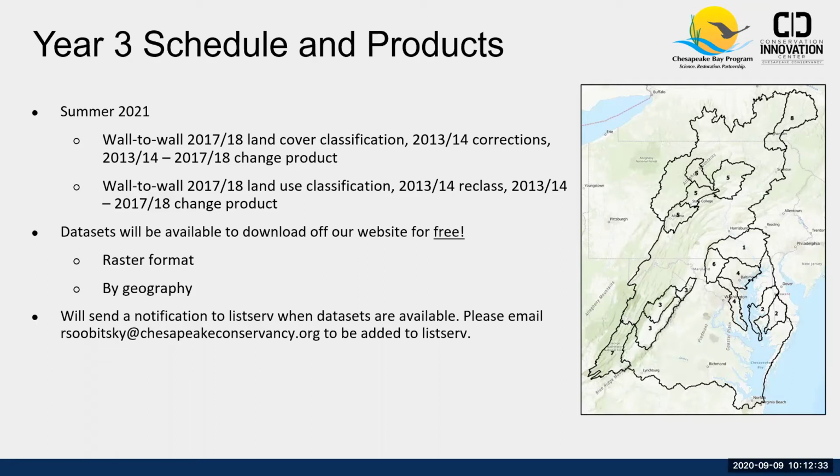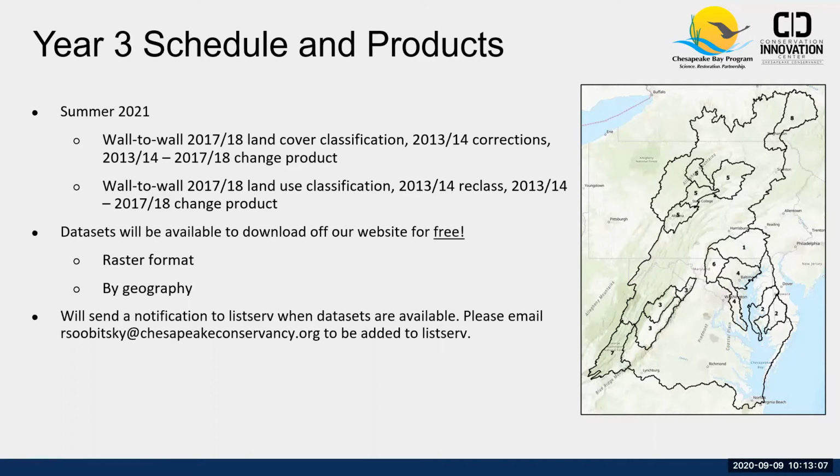And in addition to that, we will have a change product for the 2 time periods. In addition to that, we will have the wall-to-wall 2017 and 18 land use classification. We will reclassify the 2013 data set to our new classes, and we will have a change product between the 2 dates as well. That's 6 large data sets, and they will be available to download off of our website for free. Anyone can go and download. These will be in raster format, and there are usually lots of different options to download by state, by county, or by the entire Chesapeake Bay watershed.